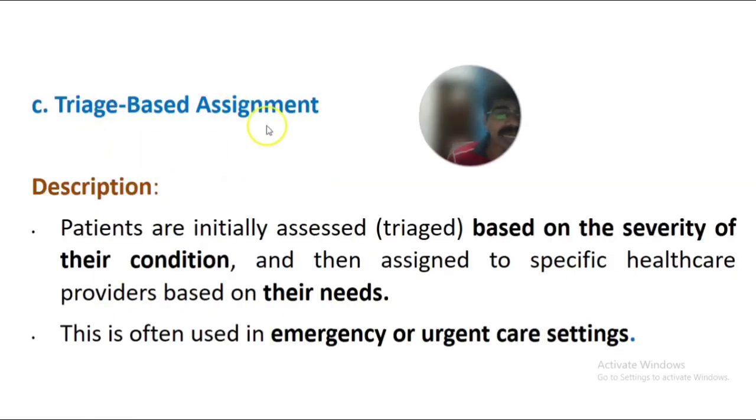Then the third one is triage-based assignment. Here assignment is based on the triage. Patients are initially assessed according to the triage system. Based on the severity of their condition, the patient will be classified by triage. But later, they are assigned a specific healthcare provider based on their needs. So first they will be assigned based on the triage category the person is coming under, then assigned to a specific healthcare provider based on the needs of the patient. Like that, based on the triage, then later based on the need.